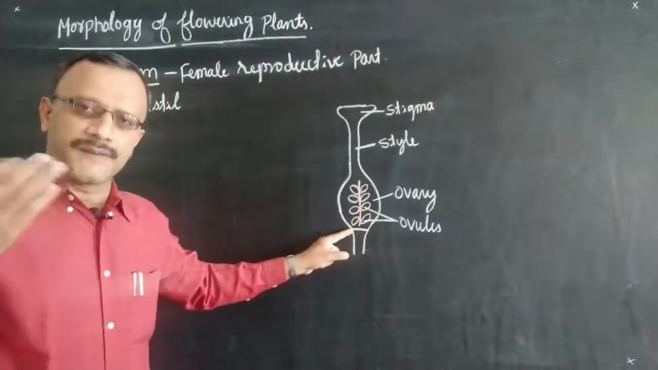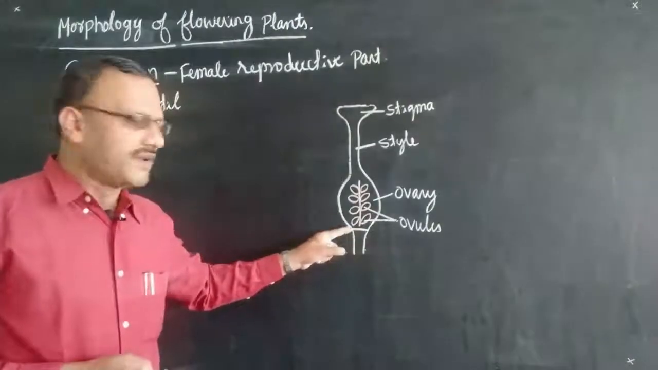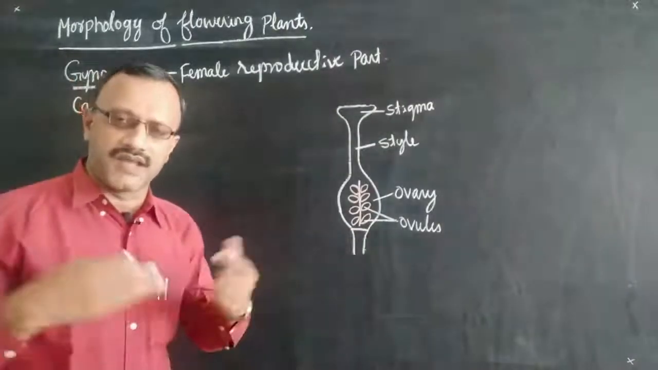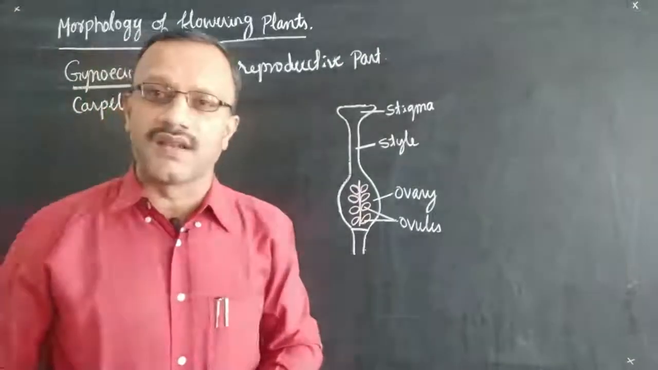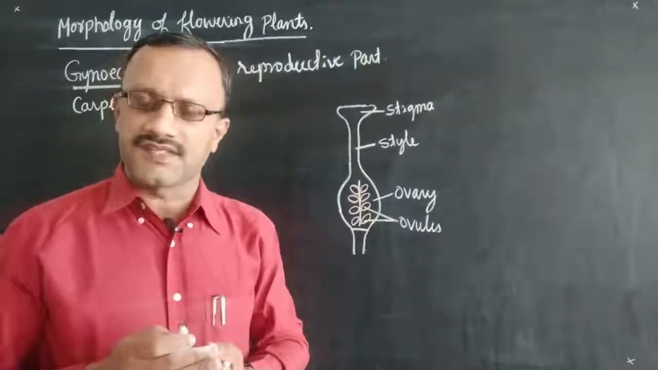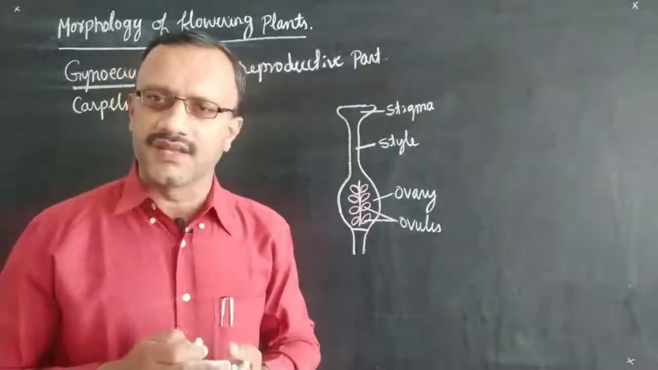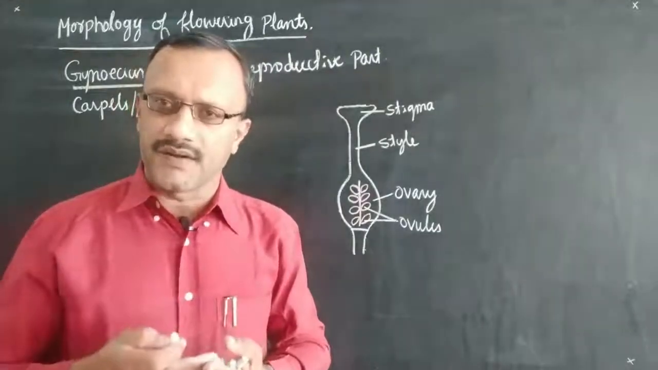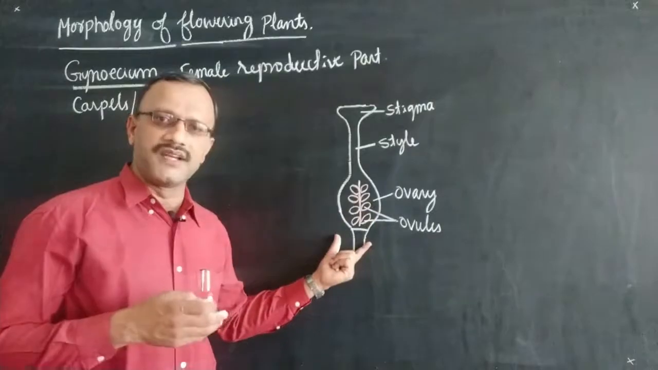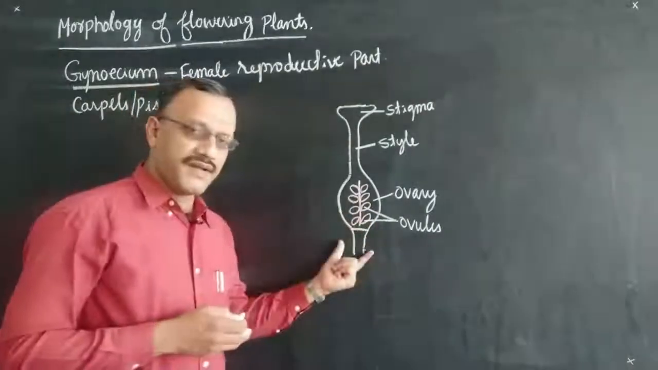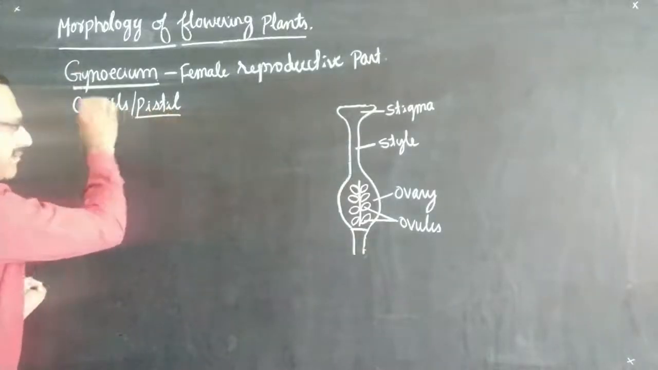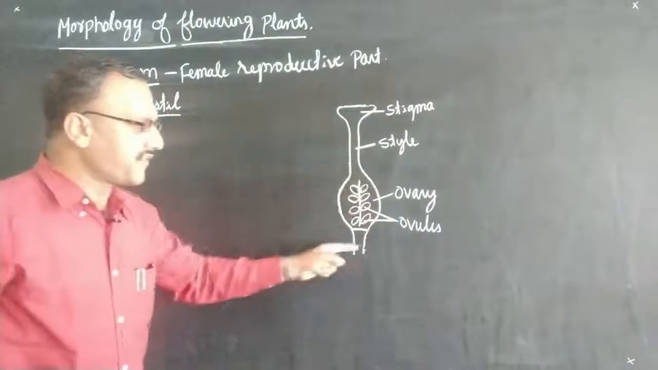Like that, there are many pistils which are found in a flower. That is, it may be one pistil, or it may be 2 pistils, it may be many pistils found based on the number of carpels. It will be monocarpellary, single carpel, bicarpellary, 2 carpels, multicarpellary, more than 2 carpels. So the number of carpels will differ in an ovary. So each of these pistils is going to play a very important role in the process of reproduction.